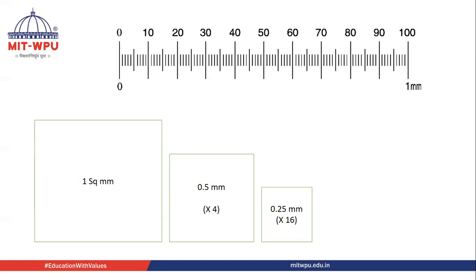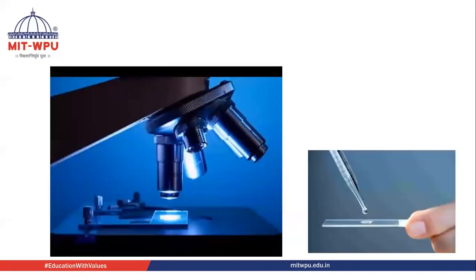So if we consider something as a vein islet which is not actually an islet, one mistake will be repeated 4 times in case of 0.5 mm, and the same mistake will be repeated 16 times if the square is 0.25. So we should either go for 1 square mm or for 0.5 mm. The bigger the square, the fewer the errors or mistakes.